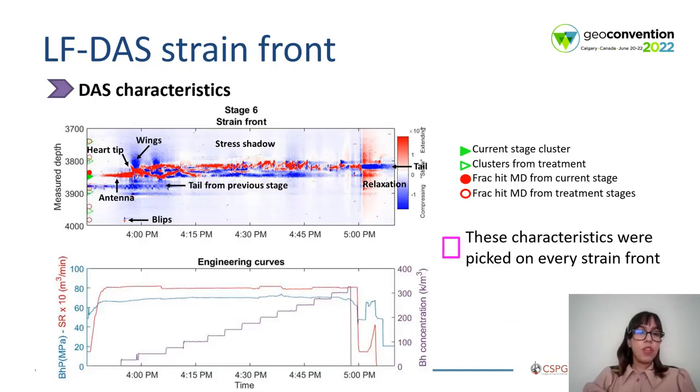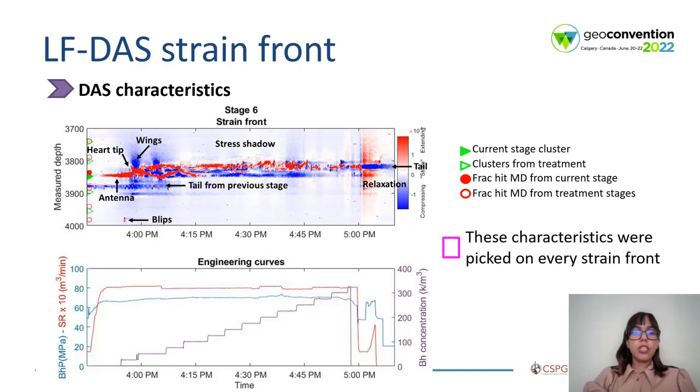This is an example of the low-frequency DAS response for one hydraulic fracture in one stage. The x-axis is time and the y-axis is measured depth. The port depths of the fracturing treatment are projected on the monitoring well on the left, represented by green triangles. We call them clusters in this study. The red dots on the left represent the fracture hits measured depth. For both triangles and dots, the filled ones correspond to the current stage and the unfilled ones to the others. In the strain fronts, the color red indicates extension while the blue indicates compression.